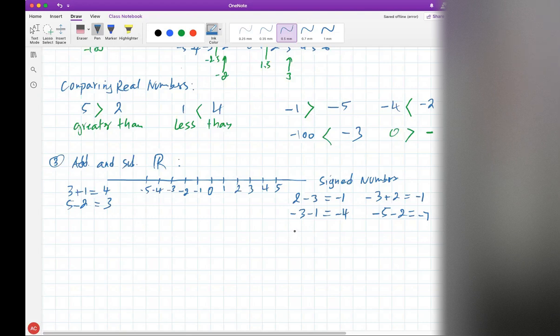What about -2 plus 7? It would be positive 5. Again, if you start from -2, you go to the right 7 units: 1, 2, 3, 4, 5, 6, 7. We have 5. But again, don't worry, we have a rule for this. We're going to make a rule out of this.